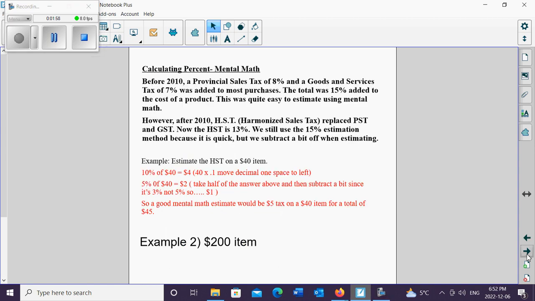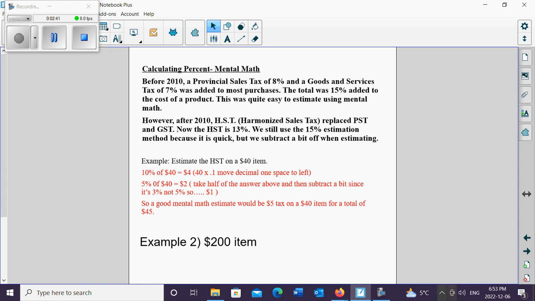Okay, so the first part is mental math and how to calculate percent. I told you the story that when I was younger, it used to be 15%. There was something called PST and GST. Those were 8% and 7% put together to make 15. And 15 actually made it quite easy to estimate, because you took 10% of something, and then you took 5%, which was half of that other amount. It was really easy to estimate the tax on whatever it is you're buying. In 2010, that changed to HST, and now it's 13%. And we still kind of use the 15% estimation trick, and we just take a little bit off because we're looking for 13%, not 15%.